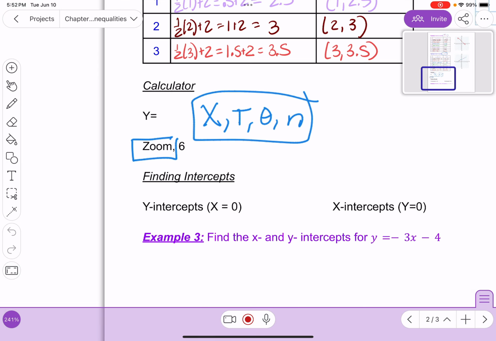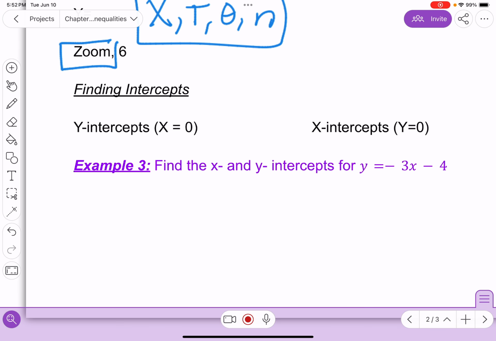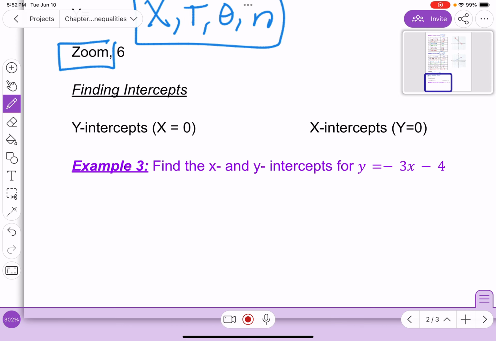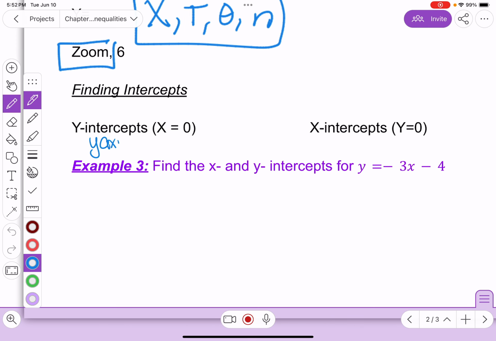All right, the next thing we're going to talk about is finding intercepts. So the y-intercept is where the graph crosses the y-axis. So that means x equals 0. The x-intercept is where it crosses the x-axis. So that means y equals 0. So to find those, you just plug 0 in for those letters in the equation.